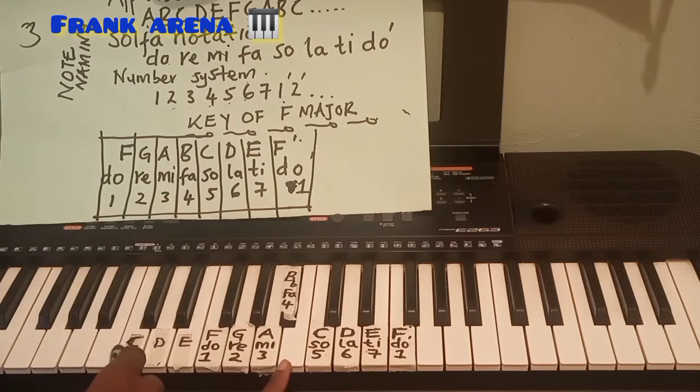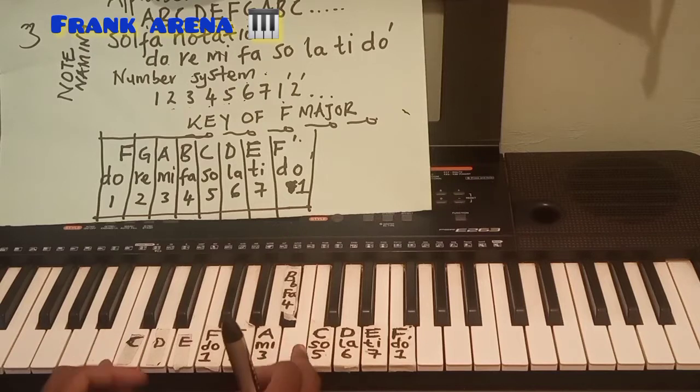So we have C, D, E, F, G, A, B, then it repeats all over again. So the pattern repeats itself. From C to the other C, there we have what we call an octave.